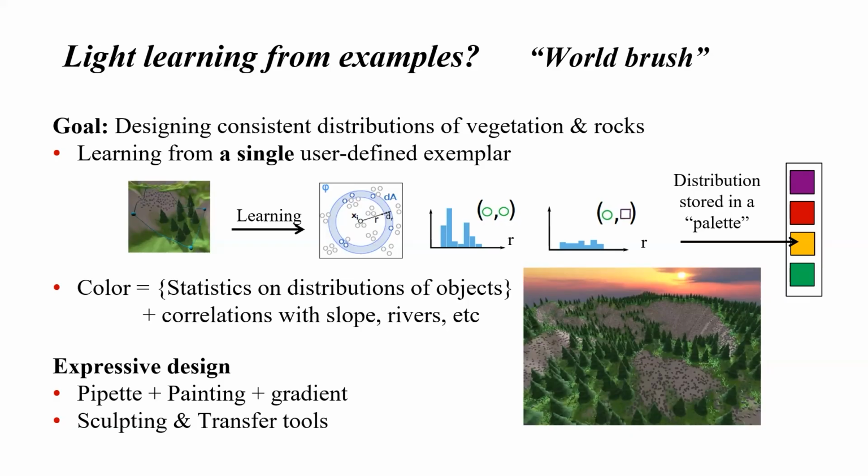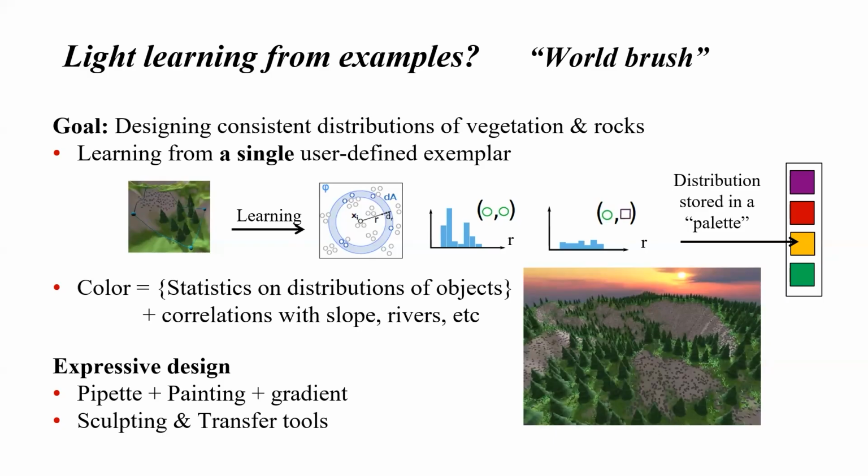It can be done for the same category of elements, from tree versus tree, or tree versus stones, and we also extended it to slope and other elements, like proximity to a river, with other kinds of histograms. But from a given exemplar, you have a series of histograms, and then you treat these histograms as if they were a color in a palette. This is a specific user-created example, a series of histograms. This is another series of histograms. Then with your brush, you choose your distribution in your palette and paint your virtual world in 3D.